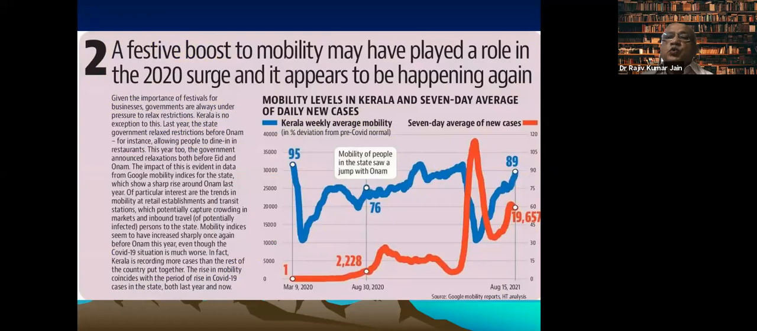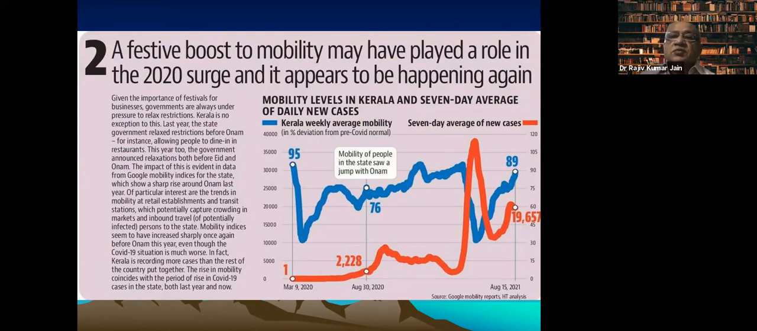A festive boost to mobility may have played a role in the 2020 surge, and it appears to be happening again. Mobility levels in Kerala and the 7-day average of daily new cases are shown in the graph. Kerala weekly average mobility is in blue and the 7-day average of new cases is in red. Given the importance of festivals for businesses, governments are always under pressure to relax restrictions. Kerala is no exception to this.